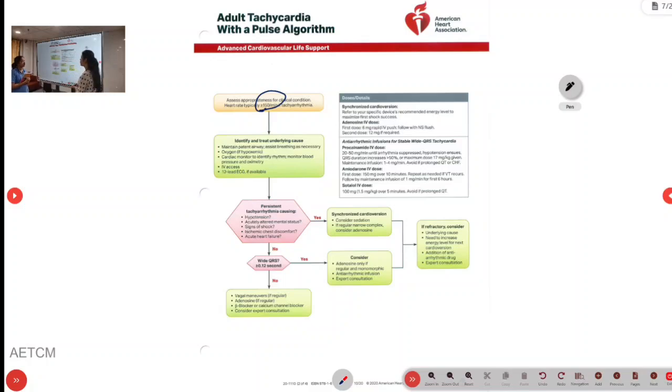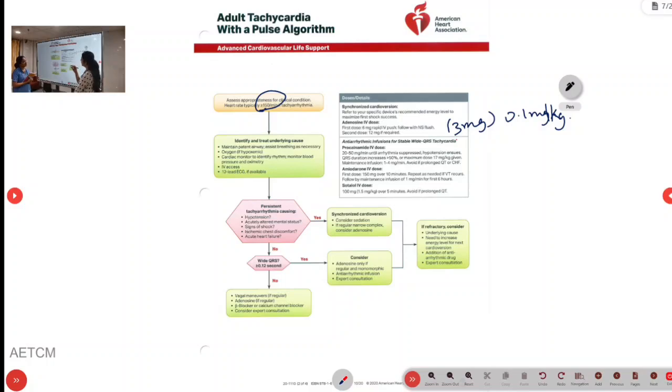If we have a central line, what dose will you give? Less, only half the dose needs to be given. Okay. So what is the dose of adenosine in children? In children it is 0.1 milligram per kg. So how much time will you wait for the adenosine to act? Within a few seconds maximum, or within 1 to 2 minutes the response will come.